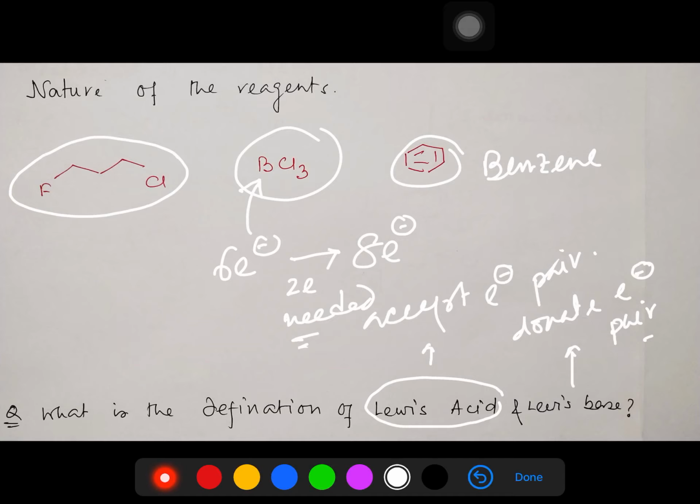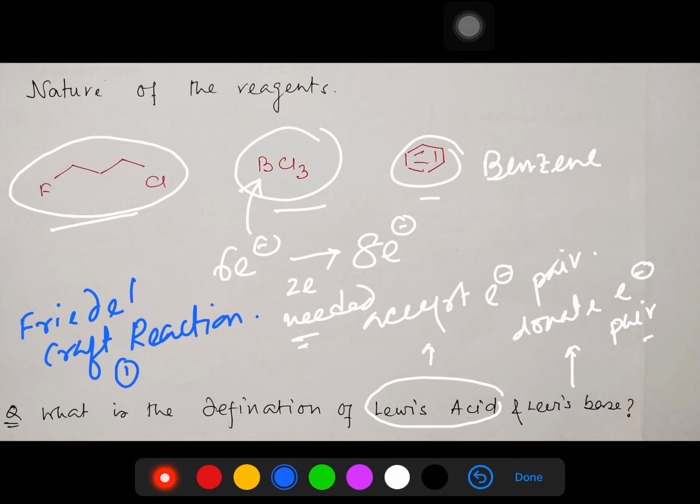By the way, such a reaction between an alkyl halide and a Lewis acid in the presence of an aromatic hydrocarbon like benzene is a Friedel-Crafts reaction. It has two parts, alkylation and acylation, but in this case we are using an alkyl halide, so this is alkylation. I have already uploaded a few lectures; please visit the I button if you want to learn the details. Now we have understood the nature of the reagents.